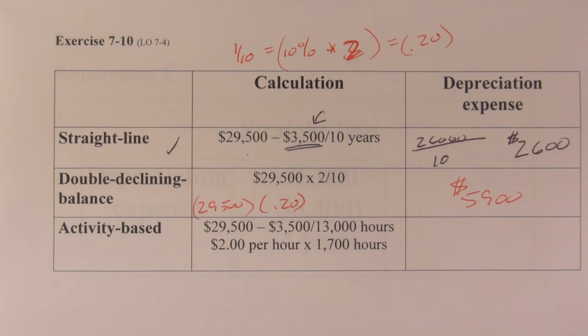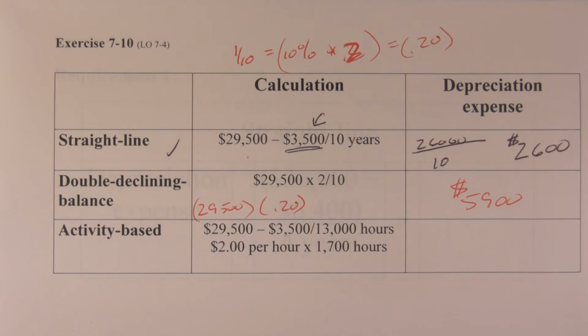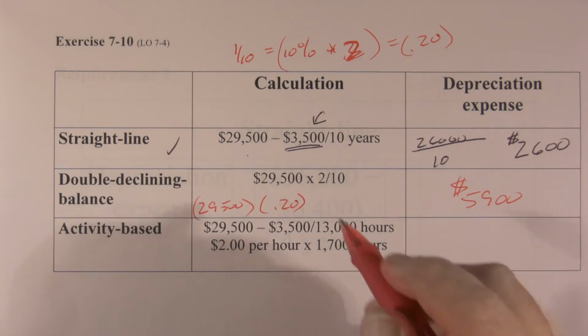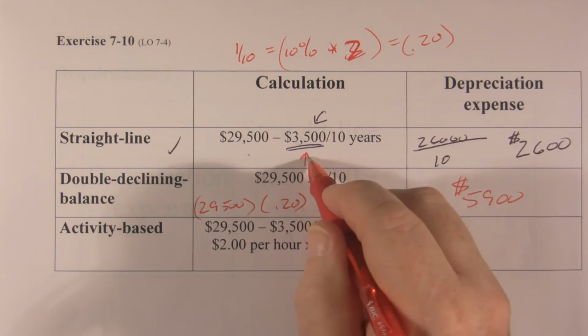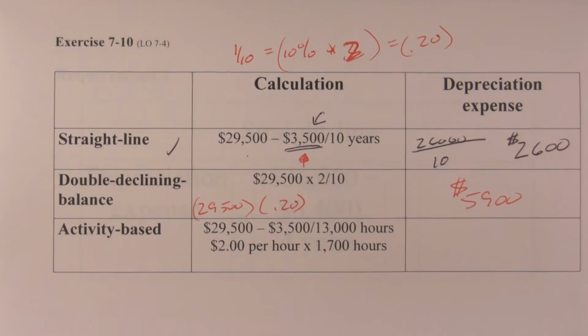Now keep in mind, at the end, no matter what, when we have to stop, when we get to 3,500, we're going to have the same amount of depreciation no matter what method we use. The only difference is that with double declining balance, we'll get more at the beginning and less towards the end. Okay?